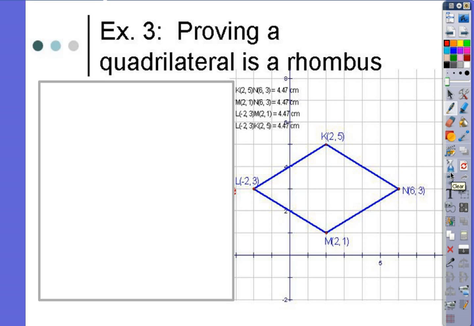Now, what do we do with those distances? Do we have to be fancy? Do we have to simplify them, make them decimals? No, not at all. We just have to get a number. We have to just show that the numbers are the same.